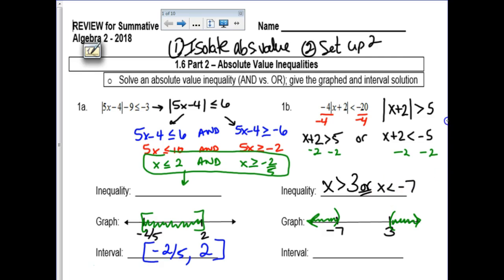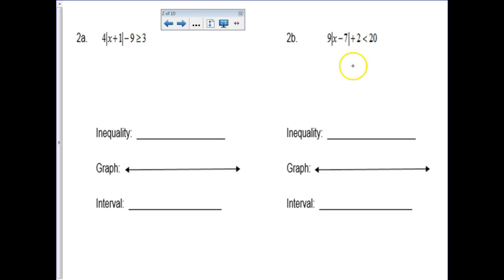Alright, here goes my interval, and that's exactly what I thought the graph would look like. So it starts from the left. It starts at negative infinity, goes to negative 7 with a parenthesis, and then a union symbol, and then goes from 3 to infinity. You guys did fabulous on your interval notation on the last test, so keep it up.